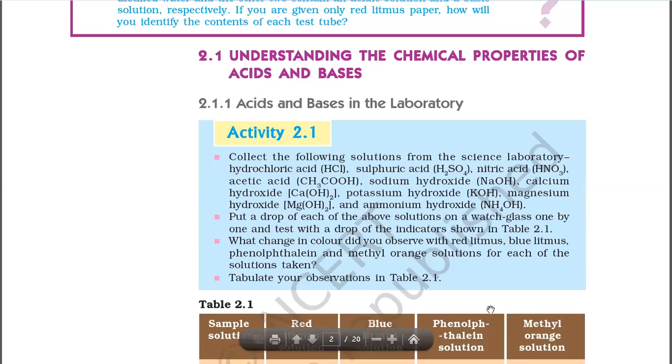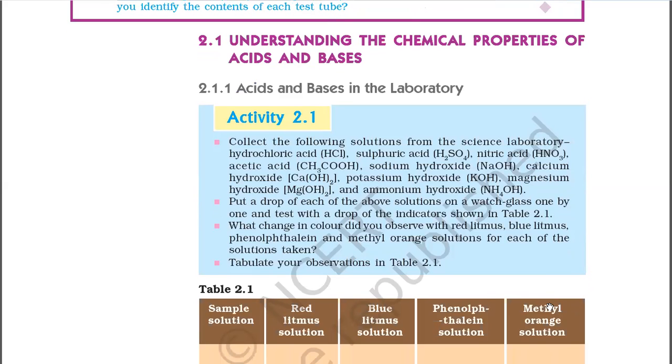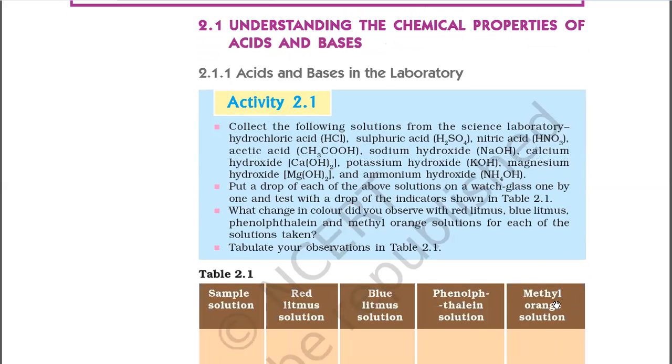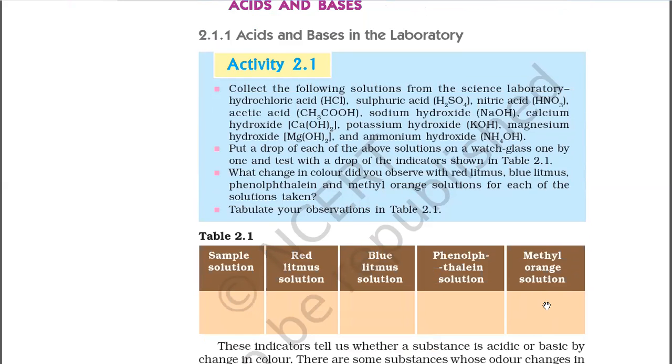Put a drop of each of the above solutions on a watch glass one by one and test with a drop of indicators shown in table 2.1. What change in color did you observe with red litmus, blue litmus, phenolphthalein, and methyl orange solutions for each of the solutions taken? Tabulate your observations in table 2.1.